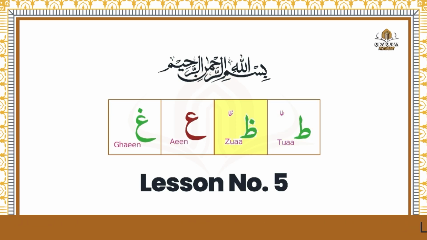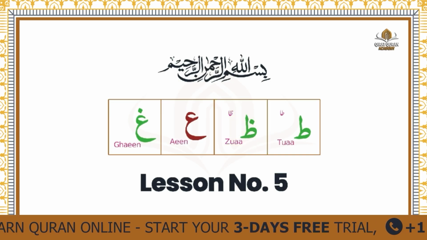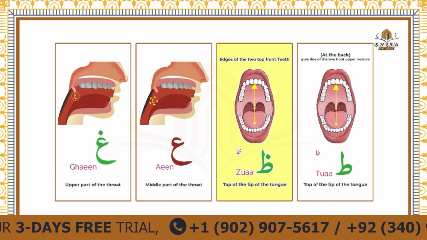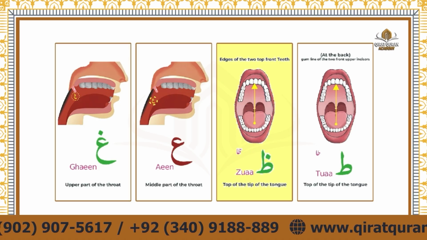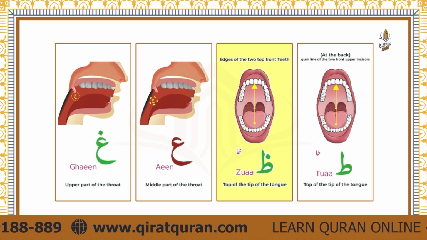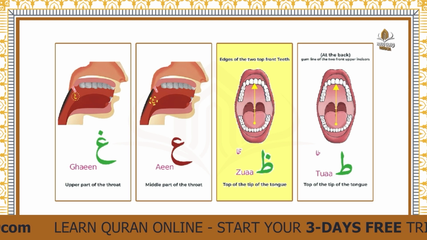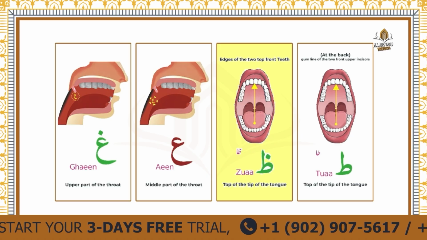Another thing, Dha is also one of the bold letters, which means you have to make a bold voice while reading this letter. Now the origin of Dha. The origin of letter Dha is the top of the tip of the tongue, this part of the tongue, and it will connect to the edges of the two top front teeth here. So you have to connect this part of the tongue to the edges of the two top front teeth, and that's how you can easily pronounce Dha.